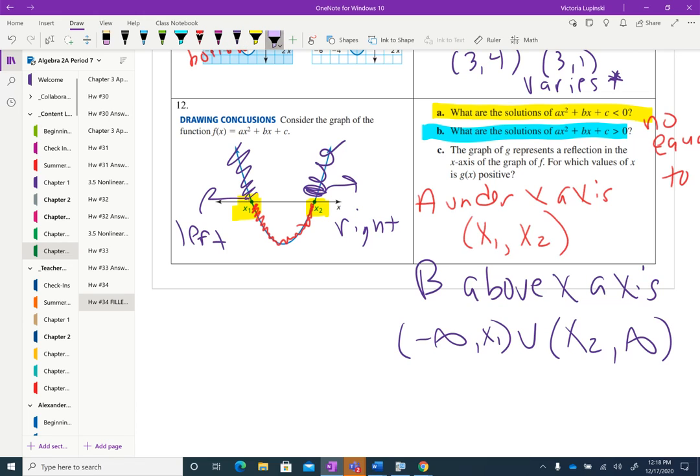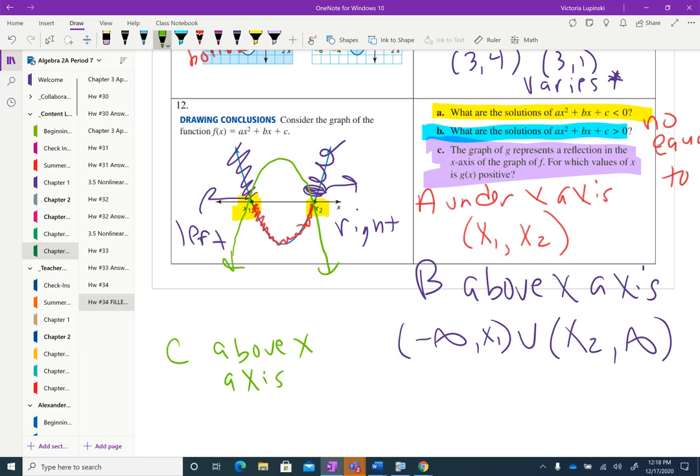For the final point, it says, suppose you have a reflection in the x-axis, then where will the graph be positive? So if you're going to have a reflection over the x-axis, this graph is going to flip upside down. Where is the graph now above the x-axis? And I think hopefully you would agree that it's from x1 to x2. So I'll put a little star next to 12.